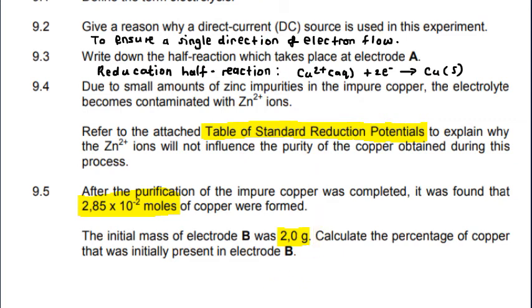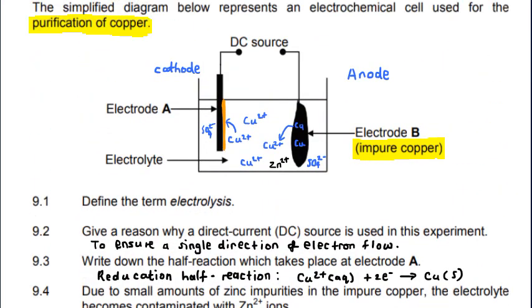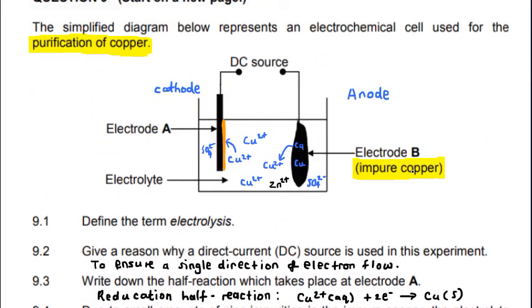Interesting question. Let's just make sense of what is happening here. They want us to calculate the percentage, in other words, the amount of copper that was initially in electrode B. Let's look at a picture so that we can see this more clearly. So there's electrode B. Like I said in the beginning, there's some copper in this impure electrode.